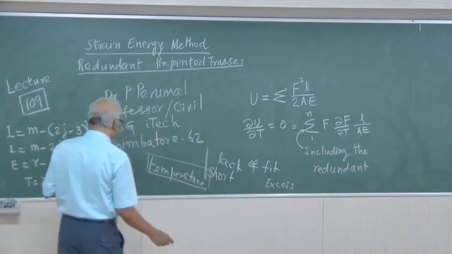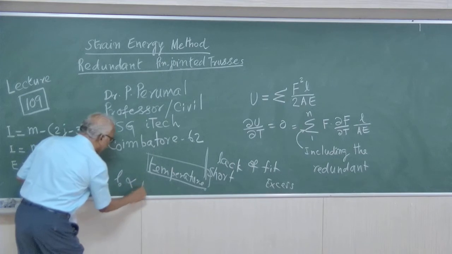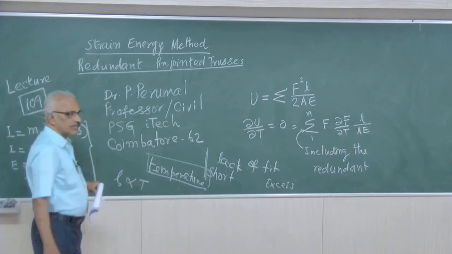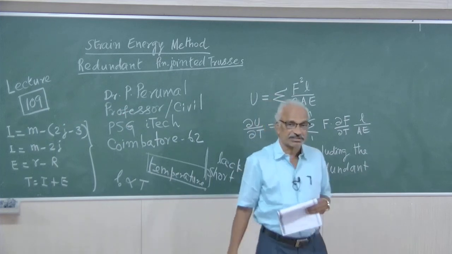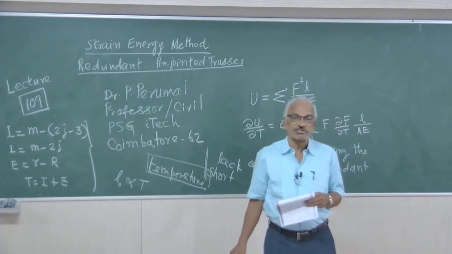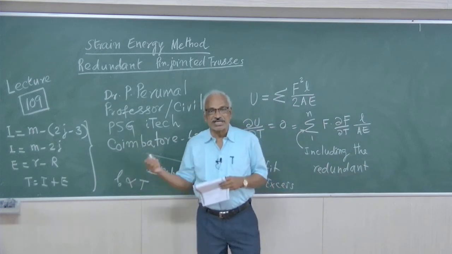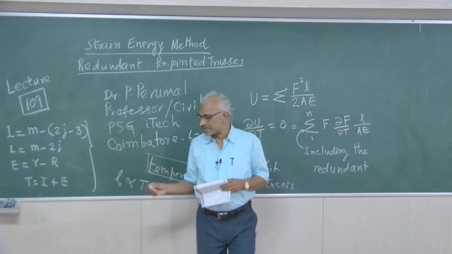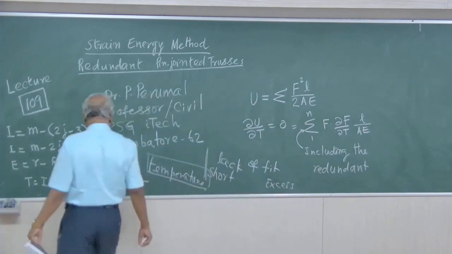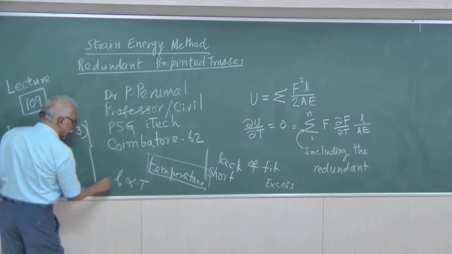The elongation will be L naught alpha into T. L naught is the length of the member subjected to rise or fall in temperature. Alpha is the coefficient of linear expansion. T is the temperature increase or decrease. Accordingly, you will have to use a plus sign or minus sign. If there is temperature increase, you have to use minus sign. If there is temperature decrease, you have to use plus sign.